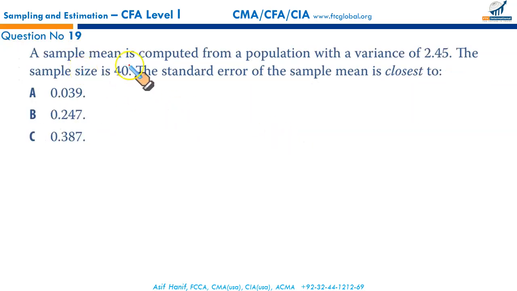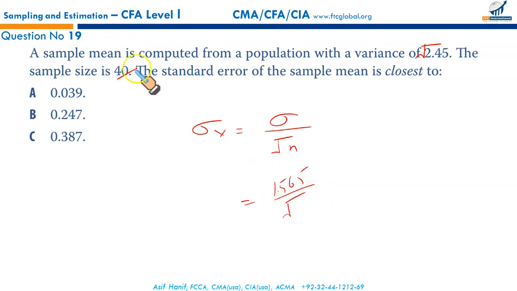Next, a sample mean is computed from a population with a variance of 2.45. The sample size is 40. The standard error of the sample mean is closest to. So, fairly straightforward question. We have been doing questions like these previously as well. Insert the numbers and you get your answer. Take the square root, because this is variance, so we need the square root. If we do, 2.45 square root gives you 1.565 upon square root of 40, and it'll give you 0.247. That perfectly matches with your option B.